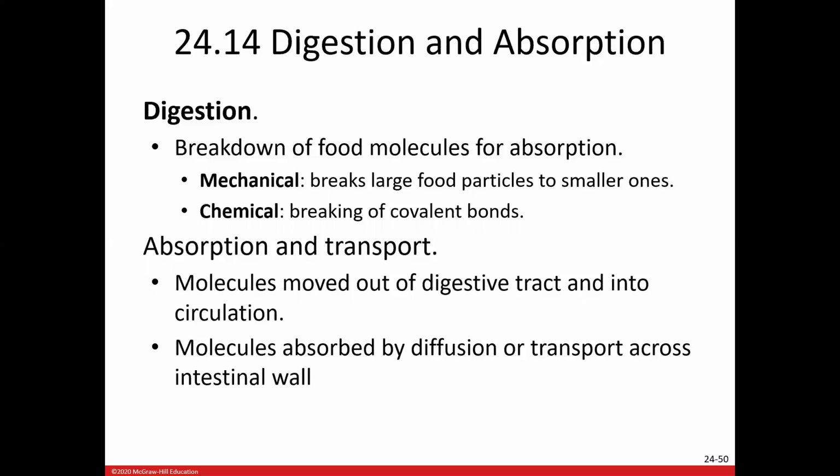So to recap a little bit, digestion is just the breakdown of food molecules for absorption. So with digestion, we have mechanical digestion and we have chemical digestion. Mechanical digestion, remember, is just breaking down large food particles into smaller ones. They're still the same chemical compositions, they're just smaller pieces. So when you chew your food, that food is still the same food, it's just now broken down into smaller pieces. It's not any different chemically.